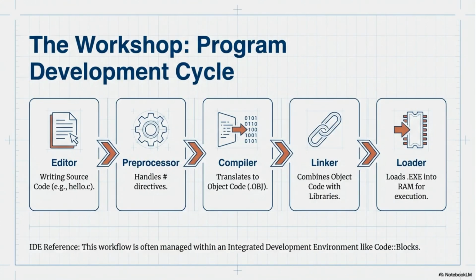The program development cycle, or the workshop, involves 5 steps. The editor writes the source code. The preprocessor handles directives. The compiler translates the code to object code. The linker combines object code with libraries. Finally, the loader loads the executable into RAM for execution.